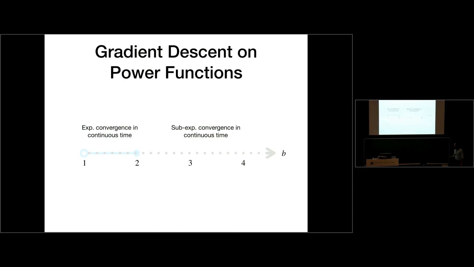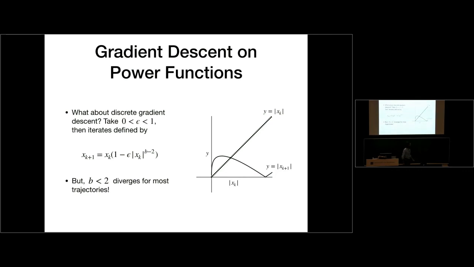What we've shown so far is that for this system, exponential convergence in continuous time happens if and only if b is less than or equal to 2. For any b bigger than 2, we have sub-exponential convergence, which is slow. That's all well and good, you say, but we can't actually really use these continuous time methods in practice, so what happens when we discretize?